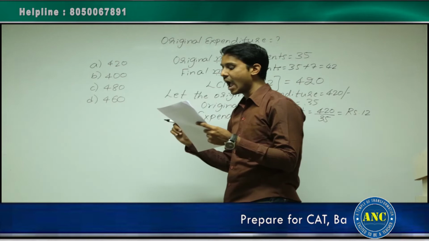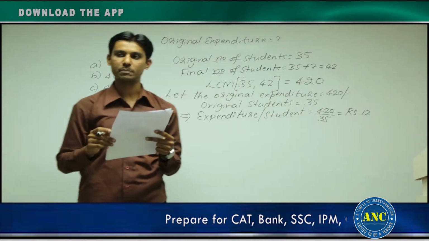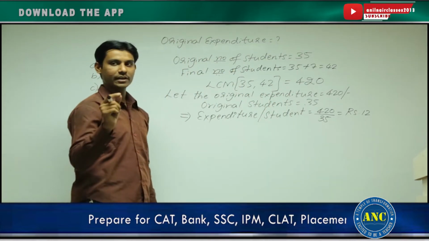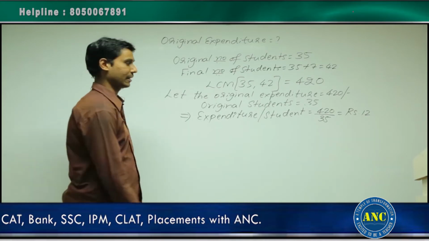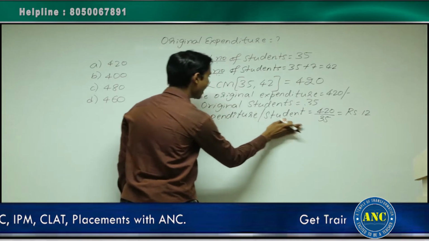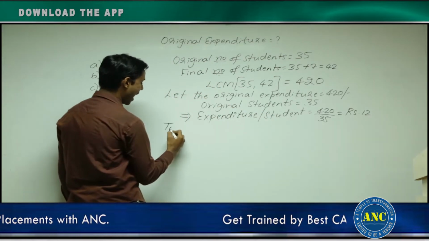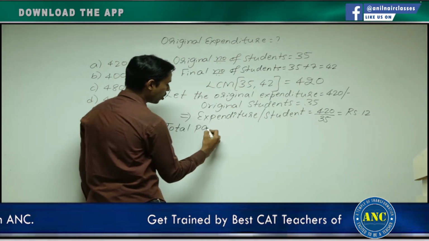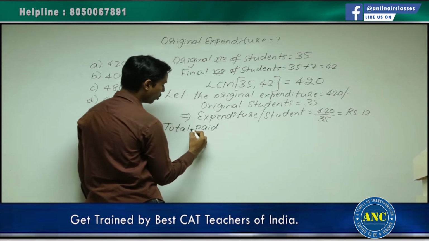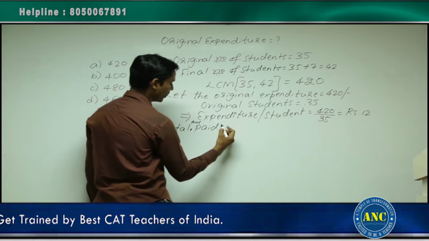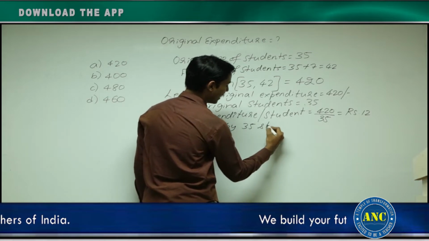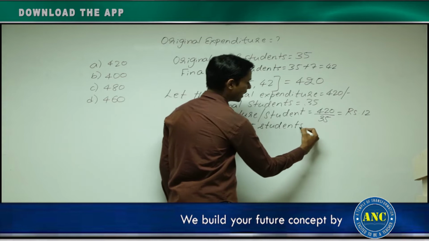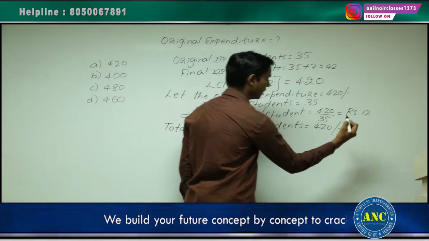What they are telling is that the average expenditure per head diminishes by 1 rupee, which means every person will pay 1 rupee less. As of now, in the first scenario, the total amount paid by these 35 students is given as 420 rupees. It is assumed as 420 rupees.